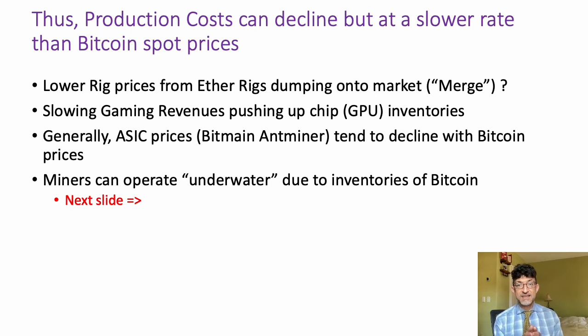NVIDIA said they were seeing a lower outlook for their chips and higher inventories. Remember, NVIDIA is trying to distance themselves from cryptocurrency. So I think when they say gaming revenues, that's like a code word for crypto. So that's definitely the case where we're seeing a slowing in NVIDIA's chips and building inventories.